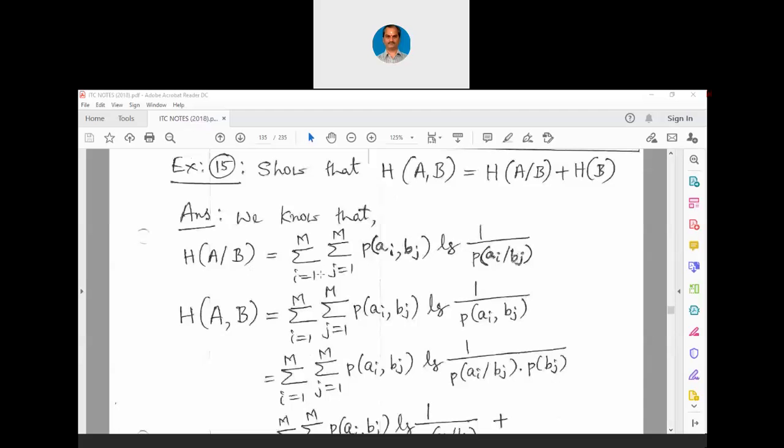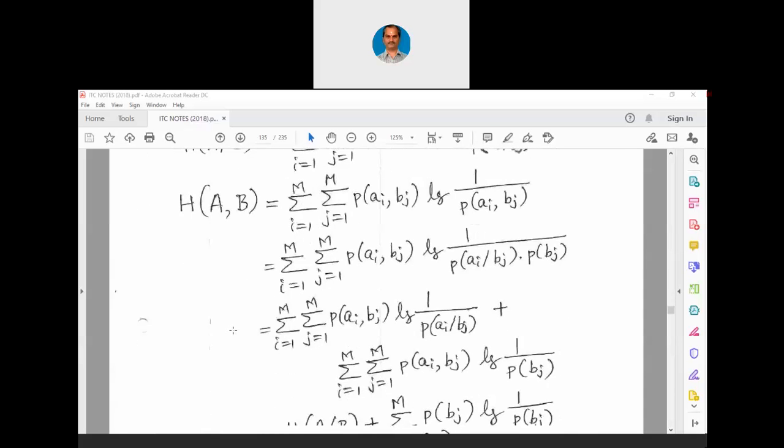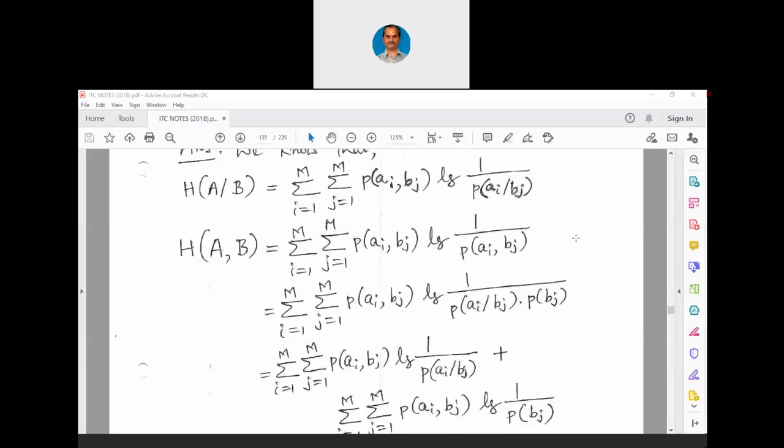It is the summation of i equals 1 to m, summation of j equals 1 to m, p of ai comma bj, lg of 1 over p of ai slash bj. Now H of A comma B, the joint entropy, is the summation of i equals 1 to m, summation of j equals 1 to m, p of ai comma bj, lg of 1 over p of ai comma bj.